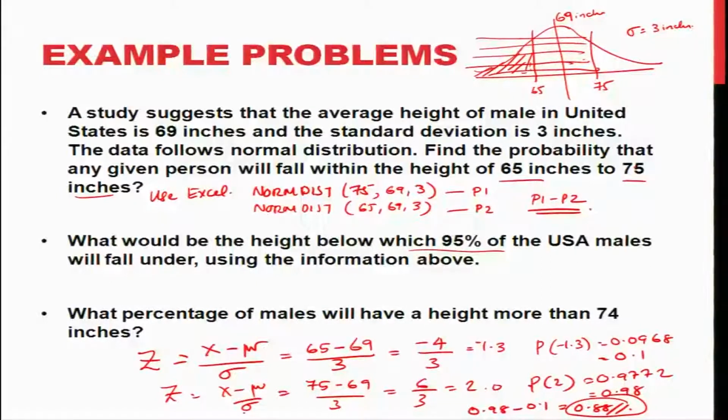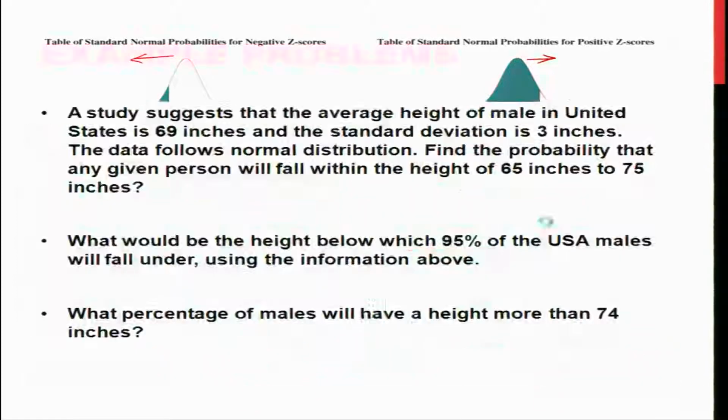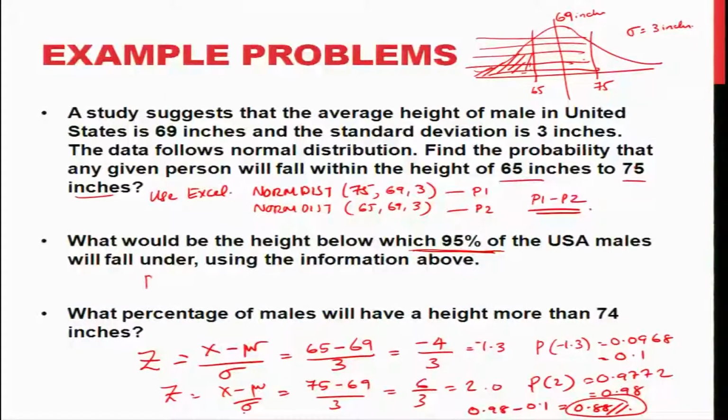Using the same approach, you can calculate the same for the 90. What is the height below which 95% of the US males will fall under? One way to solve this problem is we go back to the table and find out where 0.95 is. You can see that somewhere here you will get 0.95, which is 1.65. Let's approximate it. So the z for probability 0.95 gives us 1.65.